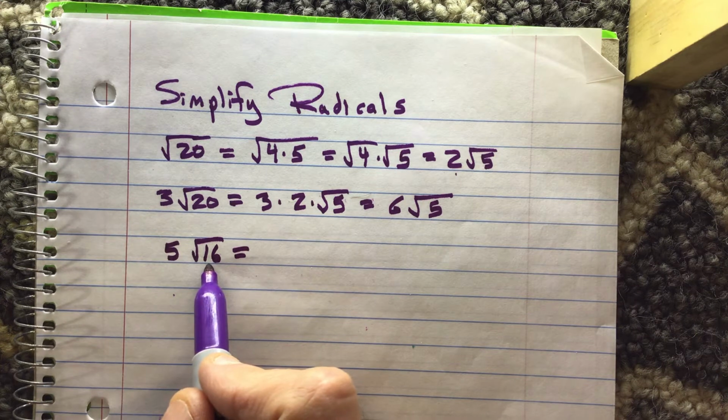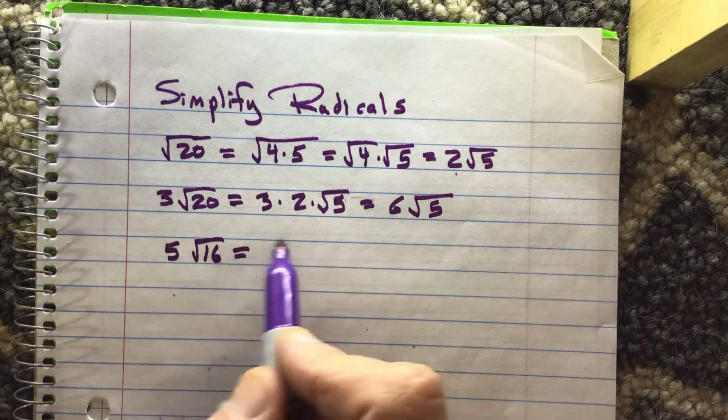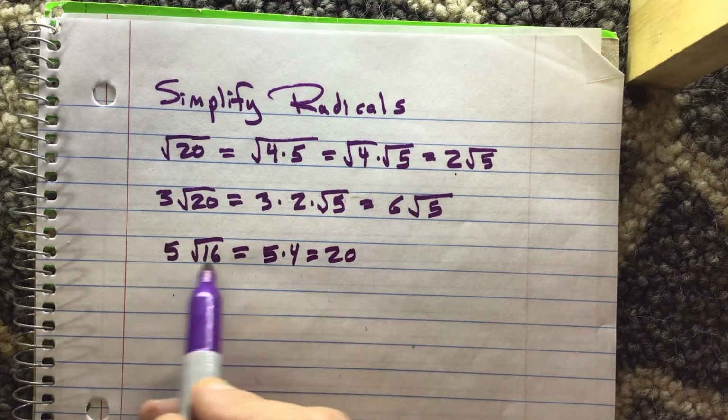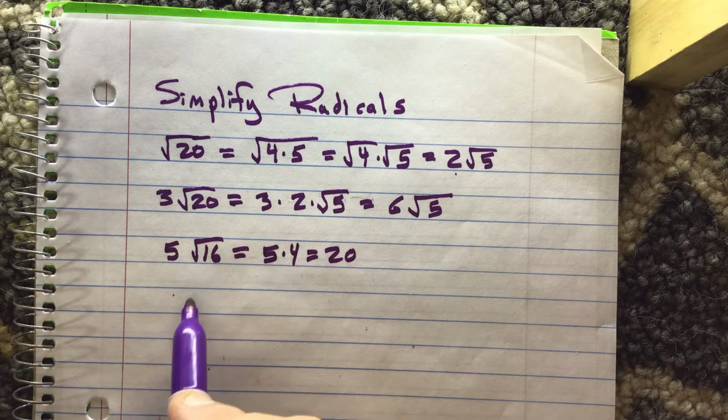Another example would be 5 times the square root of 16. 16 is a perfect square. It's exactly 4, so this is really just saying 5 times 4, which is 20. So in this case, you've actually solved it, gotten rid of the radical because that was a perfect square.